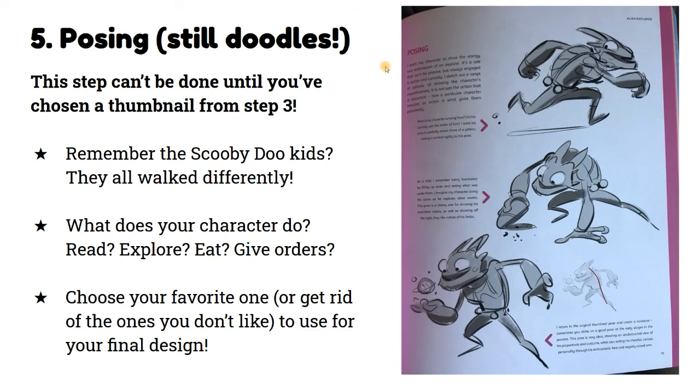Stage 5 is posing. Keep in mind this is still doodling, and you can't actually do this step until you've completed step 3, so that you can for sure know your shapes that you can pose in this stage 5. Even though a lot of characters share the same actions, like walking and running and sitting, most of the time they will do it differently. If you can remember the Scooby-Doo kids, Fred and Daphne and Velma and Shaggy, all of them walked differently. They had a different motion set. All of them ran differently.